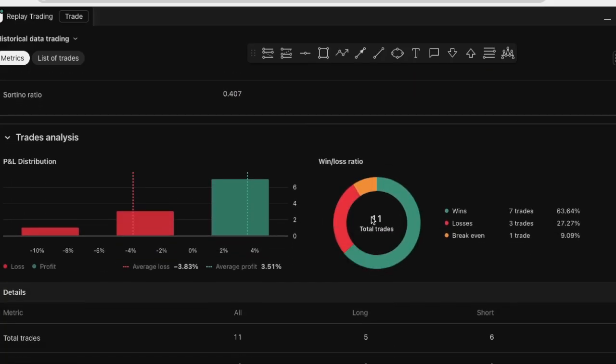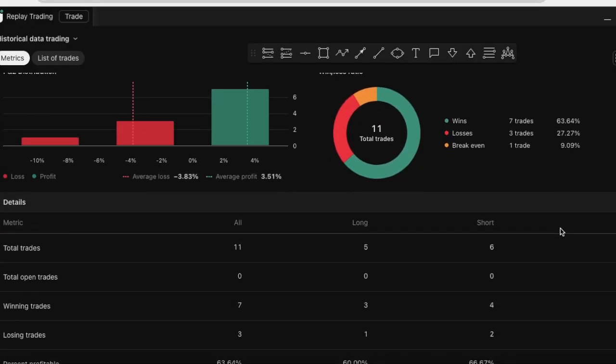It says in total we actually took 11 trades, because there was 1 trade that I took mistakenly and then I just closed it. But it's telling us we have 7 wins, 3 losses, and 1 break even. Guys, the stats are not lying, and we have a 63.64% win rate, right?